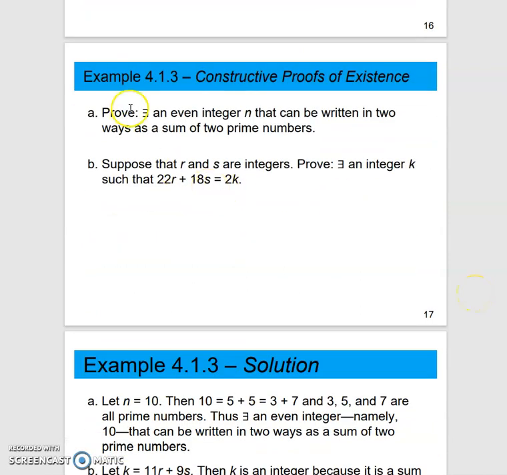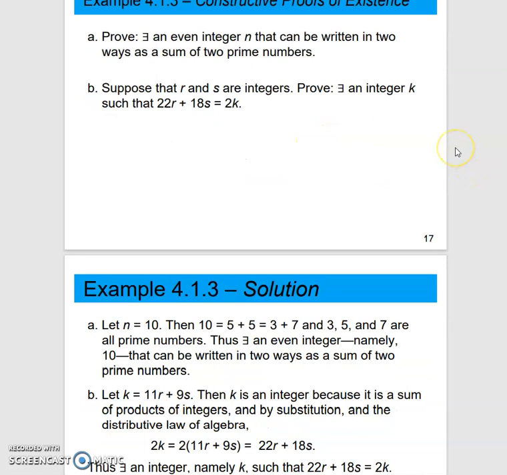All right, let's try one. Let's prove there is an even integer n that can be written in two ways as a sum of two prime numbers. Now there's a lot of possibilities. I'm going to pick 10 though, because I can write that as 5 plus 5, and I can also write that as 3 plus 7. This is the entirety of my proof. Again, an existence proof, as long as I get one number that works, that's all I need.